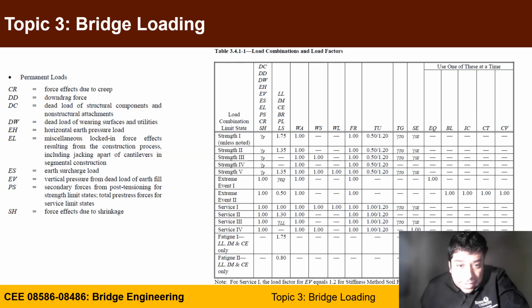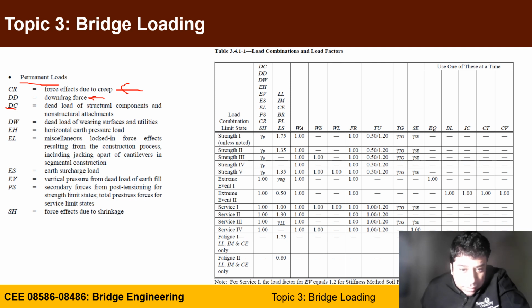So let's say you have permanent loads. What is your permanent load? You have CR, which is force due to creep. You have DD, which is downdrag force. You have DC, which is dead load of components, the weight of components. DW is dead load of wearing surface. You have EH, horizontal earth pressure.